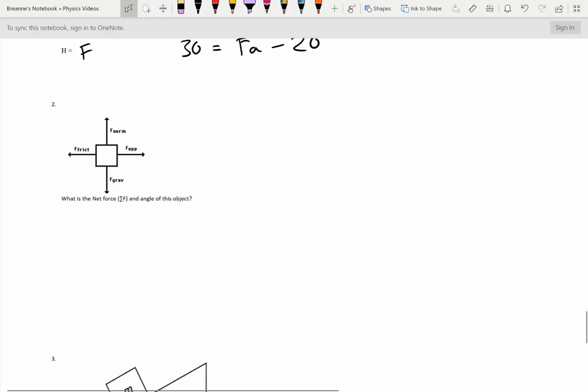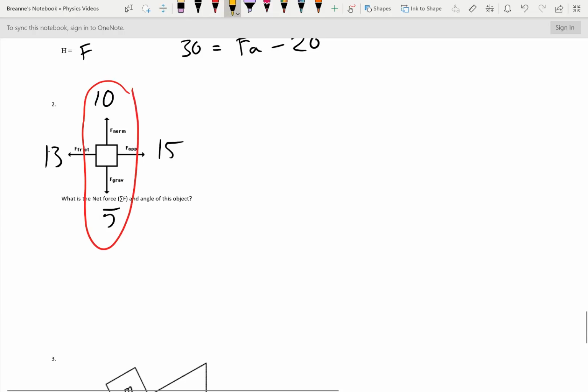So we have 10 going up. We have 5 going down. We have 13 going to the left. We have 15 going to the right. Force in the Y only deals with force in the Y. Force in the X only deals with force in the X.